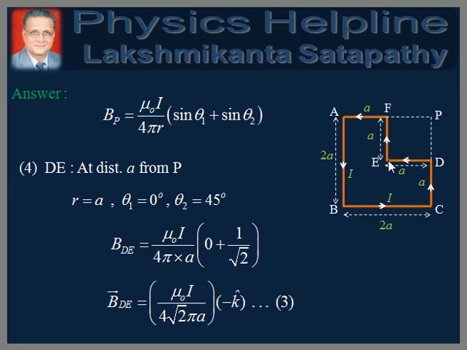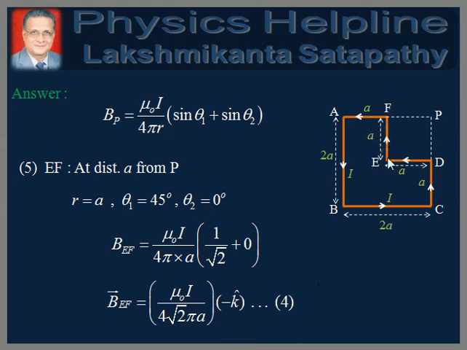Now, for the direction, if we hold the wire DE in our right hand with the thumb pointing in the direction of current from D to E, the curling fingers at point P will enter into the plane of the figure. Therefore, its direction will be the negative z direction, which is indicated by minus k cap. Therefore, write B_DE vector is equal to mu 0 I by 4 root 2 into pi A into minus k cap.